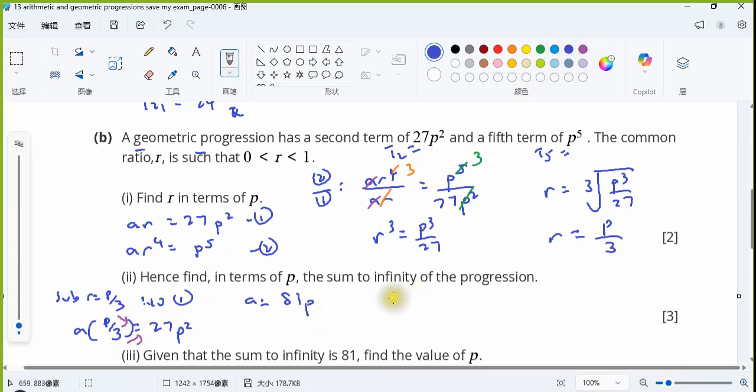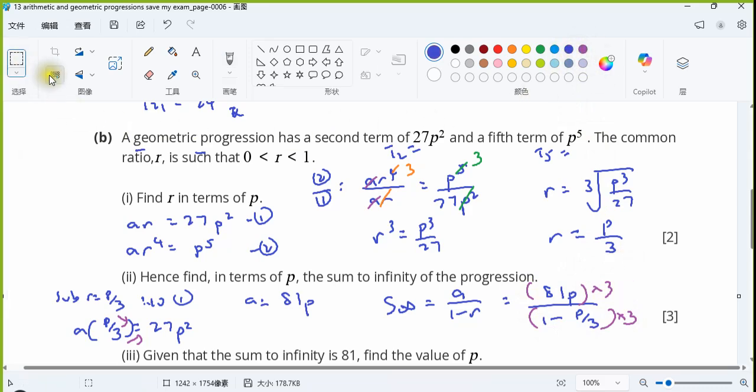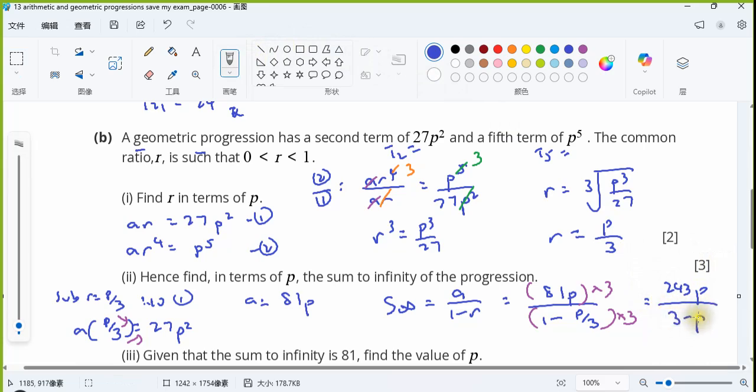Okay. So S infinity is a over 1 minus r, 81p over 1 minus p over 3. Okay, so we multiply with 3 here. So the answer will be 243p over 3 minus p.